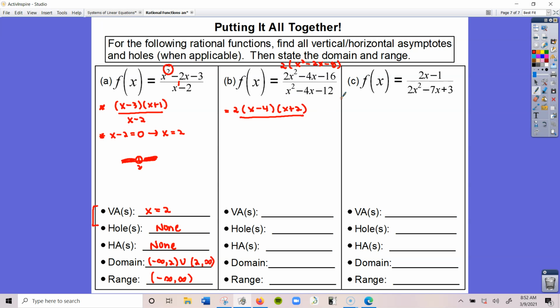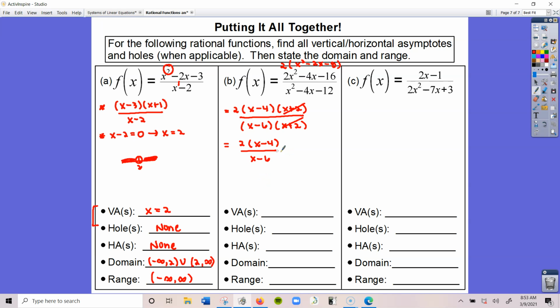When I factor the denominator, the two numbers that multiply to give me negative 12 and add to give me negative 4 are negative 6 and 2. So my factors would be (x minus 6)(x plus 2). The x plus 2's here cancel. So that means that I'm left with a simplified rational function of 2(x minus 4) over (x minus 6).